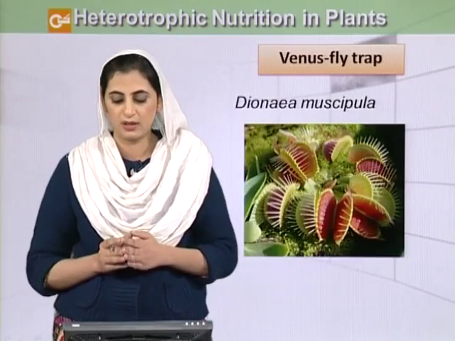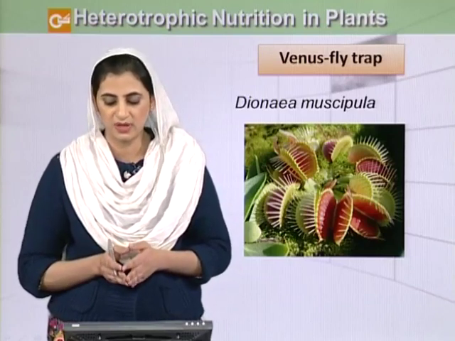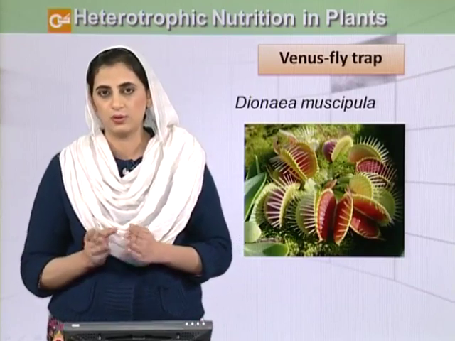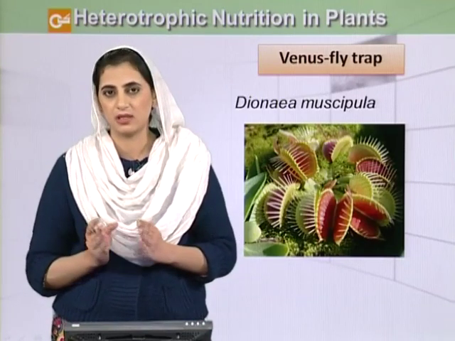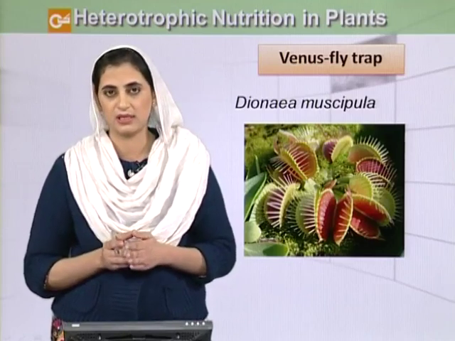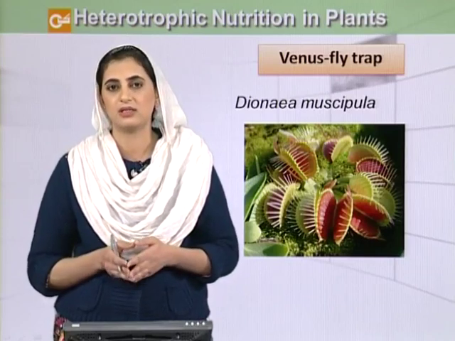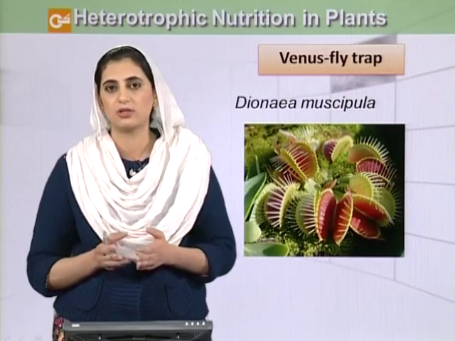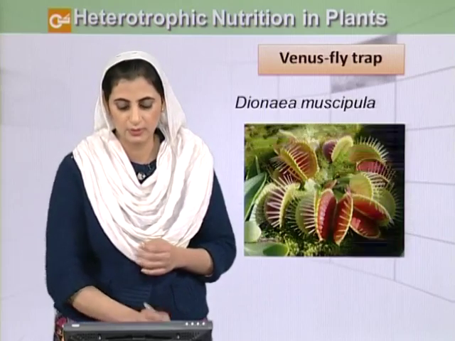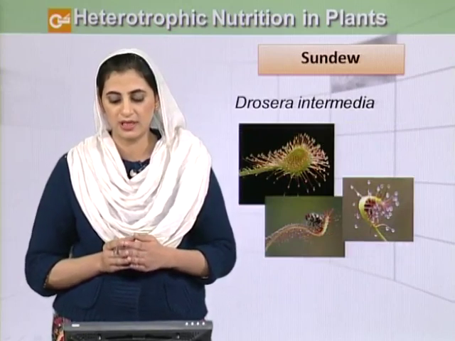And then we have Dionaea muscipula, which is the Venus flytrap. We can see here its leaf is modified into two lobes, and the lobes have bristles on them, and when an insect is trapped inside, it is again digested by the enzymes, and the nitrogenous compounds are then used by the plant for its rapid growth. The last example is the sundew, or Drosera intermedia.